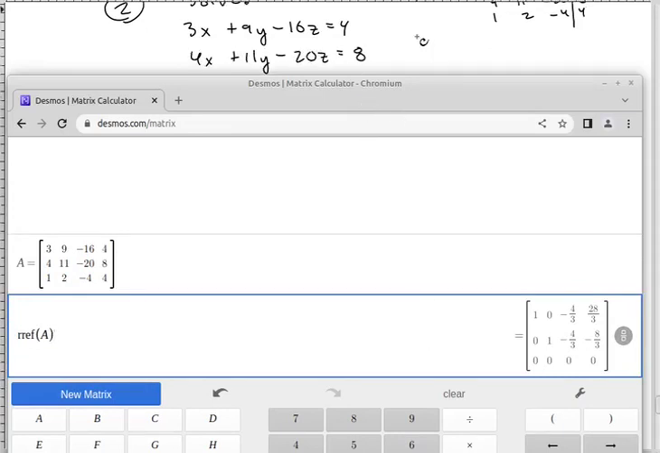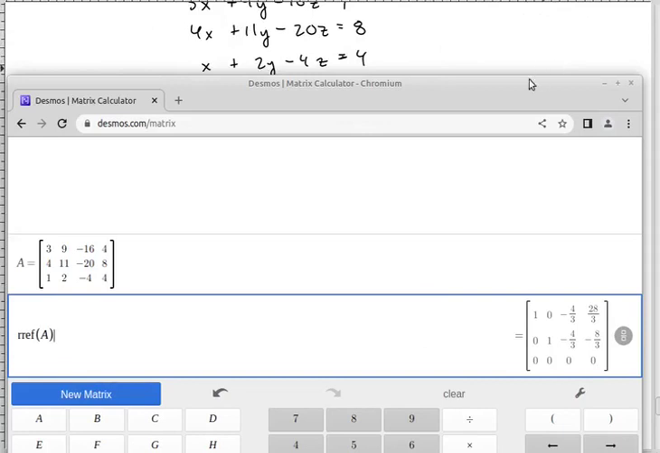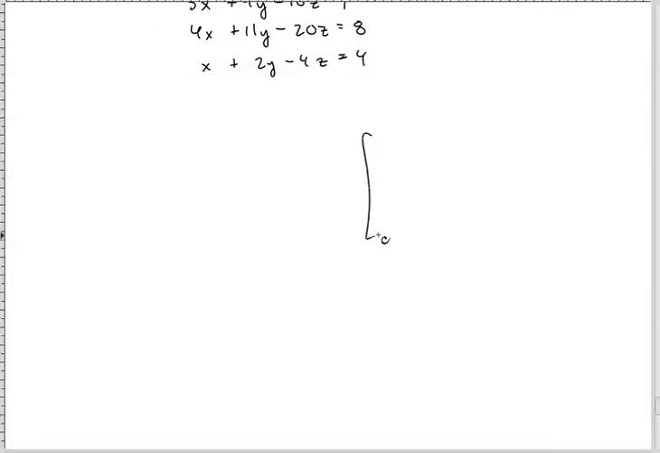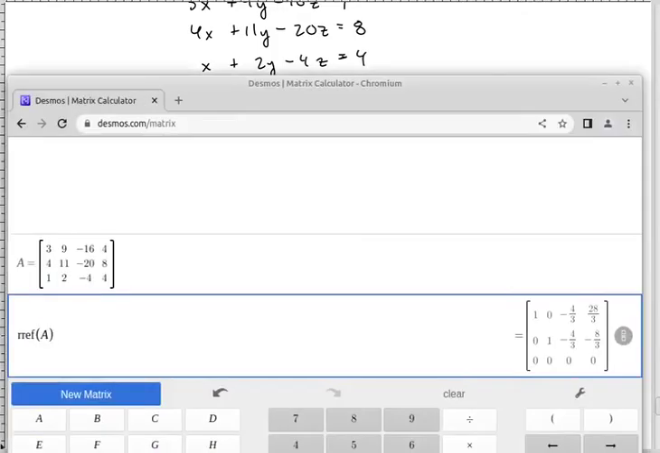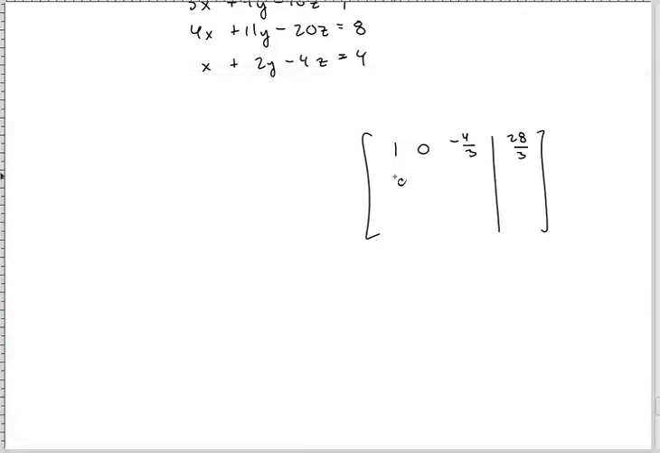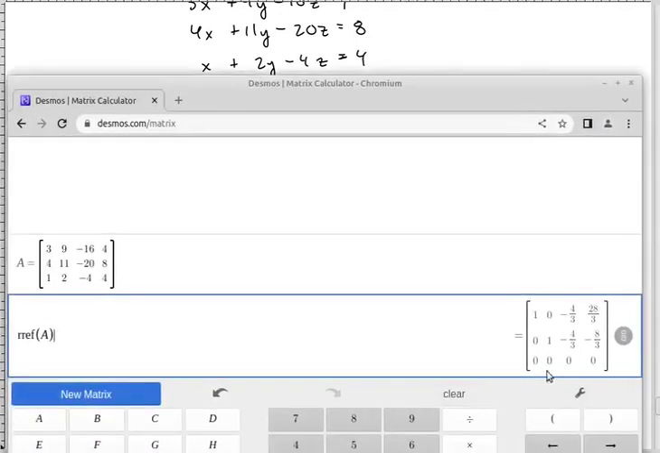So what I'm going to do is I'm going to write these down so that I can get these down. So -4/3 and 28/3. Yes, it's a little painful having to go back and forth here. I'm sorry. -4/3 again, and then a -8/3. And then 0, 0, 0, and 0. That is actually one of the more important components here, all zeros.